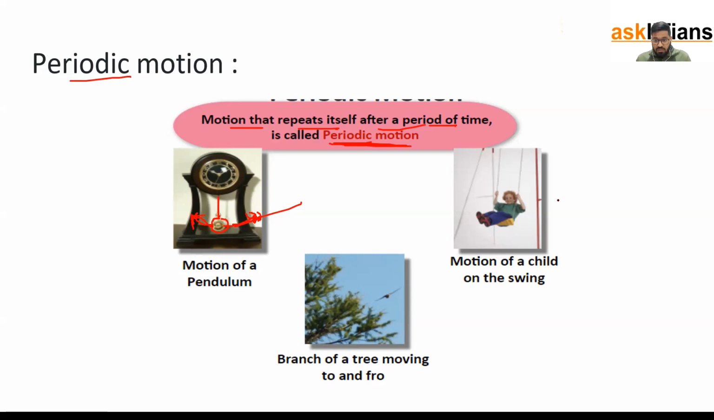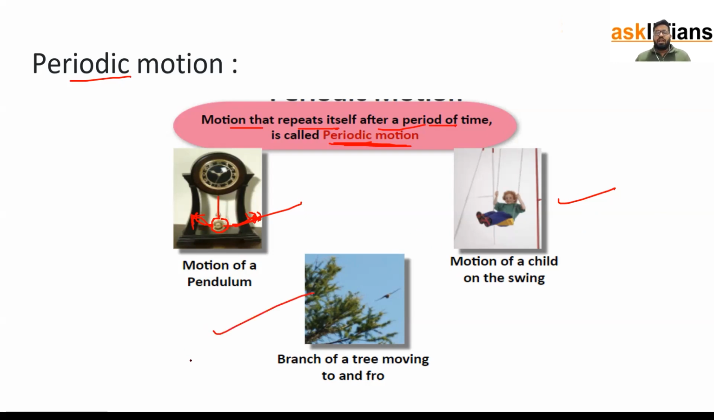Another example of periodic motion can be the motion of a child on a swing. What is the motion on the swing? It will go upward, come back to the ground and go backward. So this type of motion is repeating itself on a swing. That's why it is again considered periodic motion. Now the third example is a branch of a tree moving to and fro. During windy days, whenever wind is blowing, the branch of a tree goes like this. It will move forward, come backward, move forward, come backward. So this is again repeating its motion, and that will also be considered periodic motion.